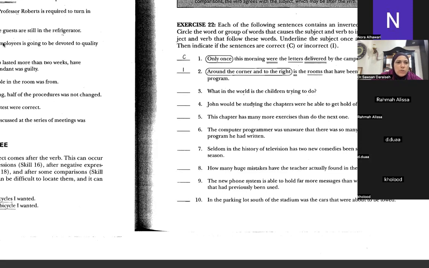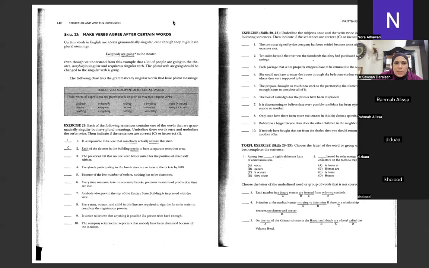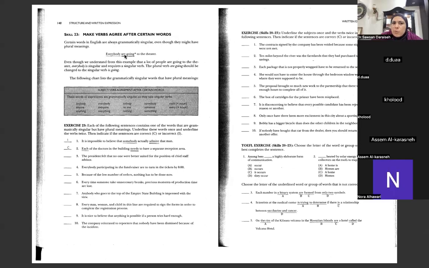All right. We want to move on to a new exercise now, a new skill. Let me make this smaller and then we will go to a new skill: make verbs agree after certain words. Certain words in English are always grammatically singular. What does this mean? That after certain words, we need to make our verbs agree with those words. If the word is singular, the verb should be singular. If it's plural, we need the verb to be plural.